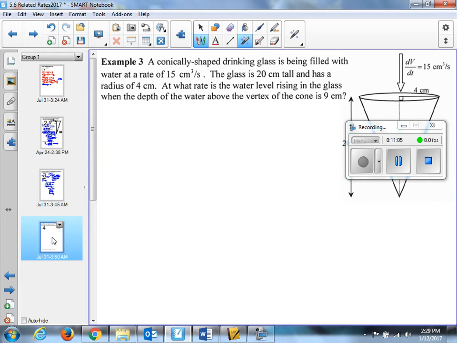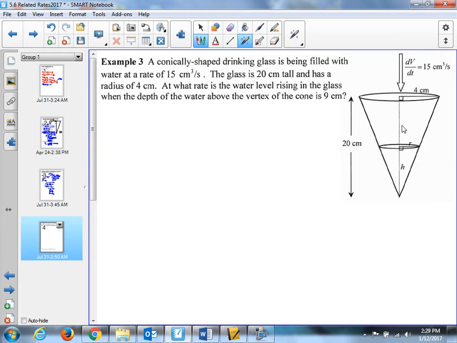How about this? A funnel, basically, or conical drinking glass. It's filled with water at a rate of 15 centimeters cubed per second. Centimeters cubed, cc's per second. The glass is 20 centimeters tall, radius of 4. At what rate is the water level rising in the glass when the depth of the water above the vertex is 9 centimeters? Okay, I'm just scanning, all the units are in centimeters, so that's good.